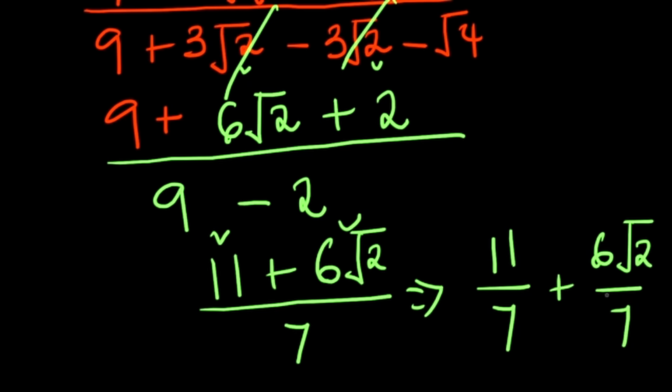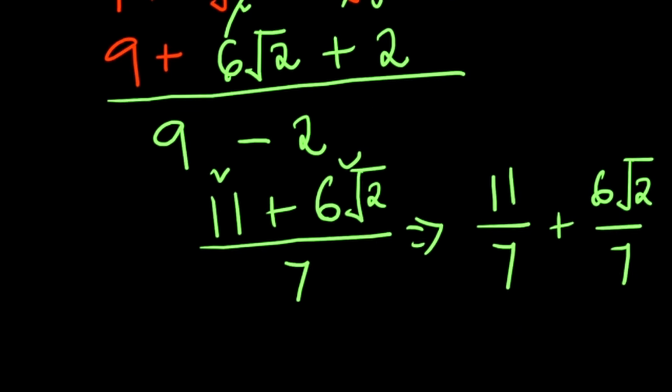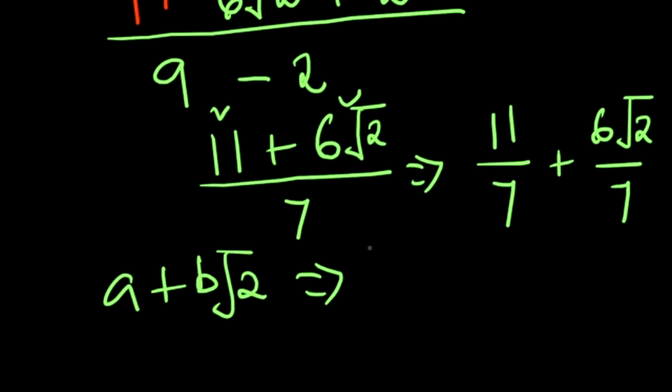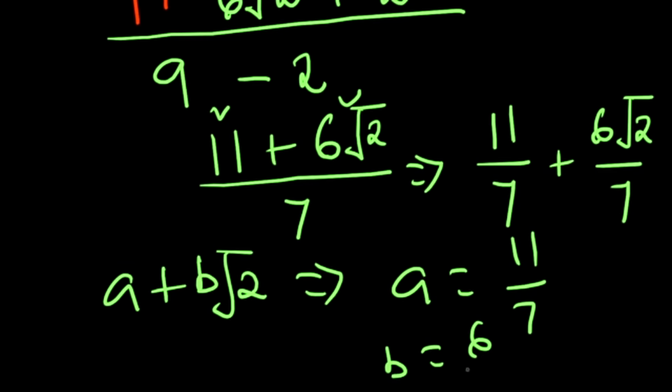Okay, good. So we've now split them apart. And what does this actually mean? It means that we compare this to what we were given in the original question, which says we have to compare it to A plus B root 2. So the number attached to the root 2 is our B, and the other one, not attached to the root 2, is our A. We can now say that A is equal to 11 over 7, and our B is equal to 6 over 7. So this is just how it works.